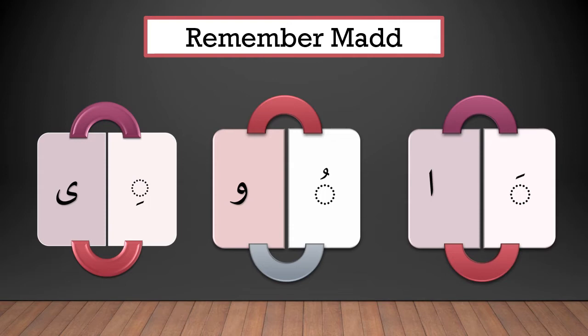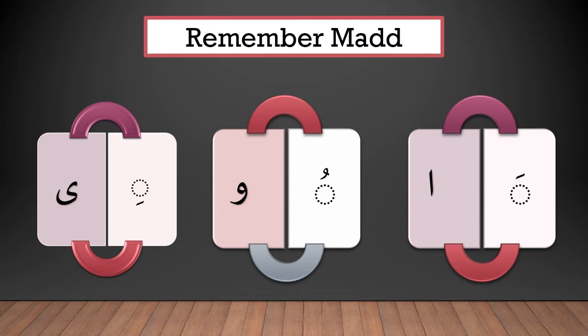And the third and final step to recognize mud is to see if these mud letters are preceded by their matching haraka, which means alif should be preceded by fatha, ya should be preceded by a kasra, and a waw should be preceded by a dhamma.